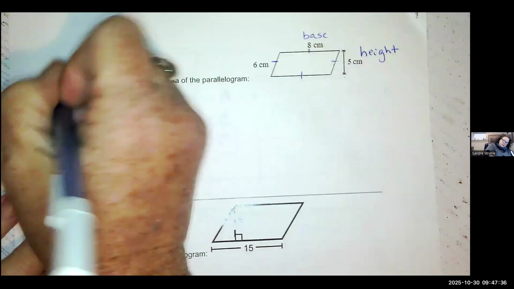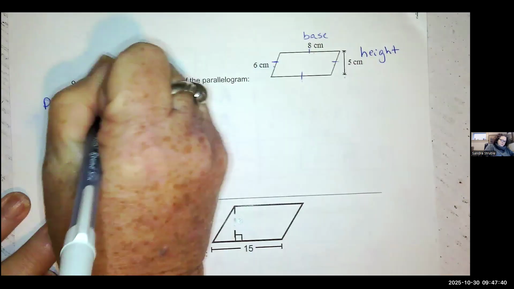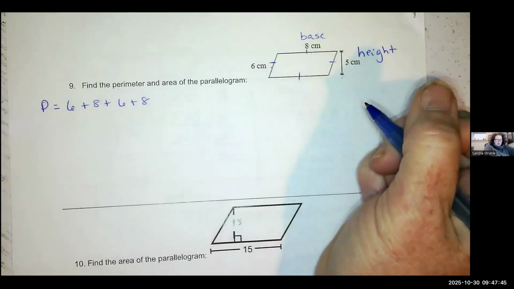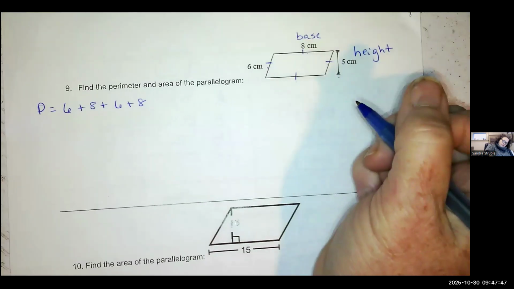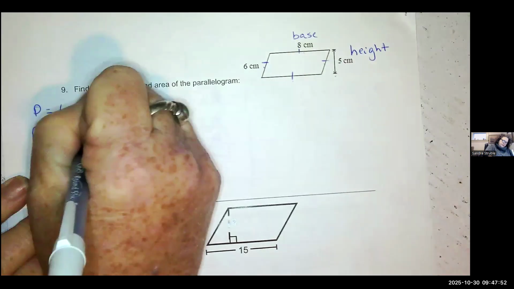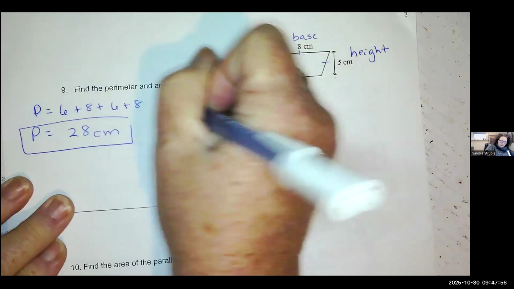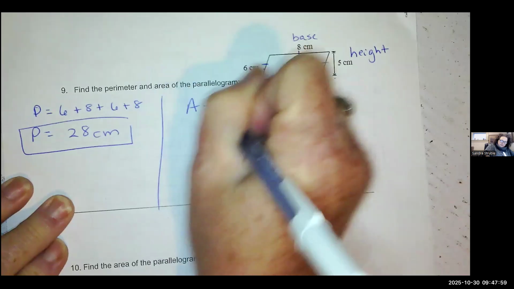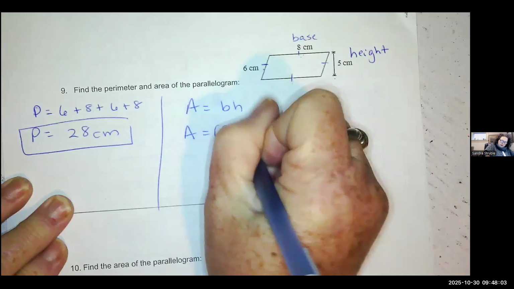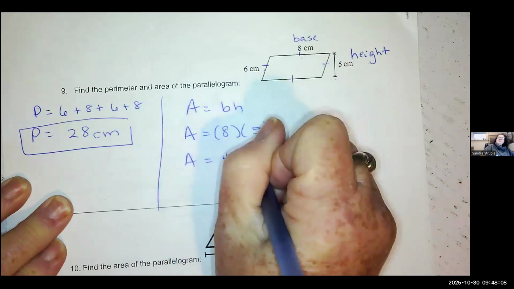6 plus 8 plus 6 plus 8. Okay. 6, 14, 20, 28. Do not forget your unit. Area is base times height. The base is 8. The height is 5. The area is 40. Do not forget your unit and square it because it is area.